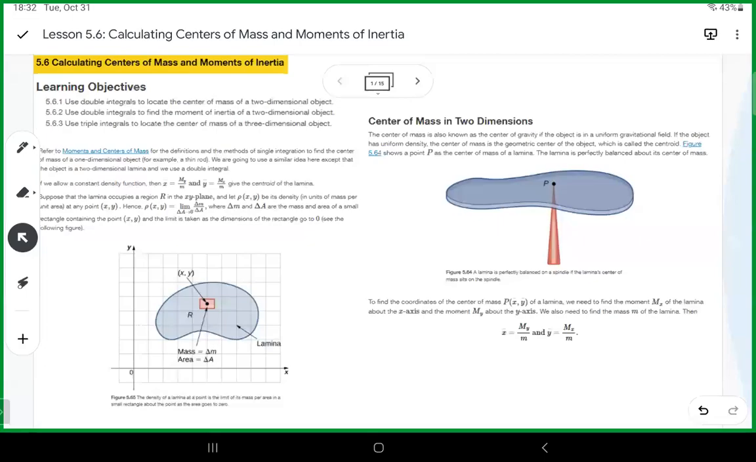Go ahead and jump in. We have an hour. Hopefully it won't take us the whole hour, but we're going to do 5.6, calculating centers of mass and moments of inertia. It's a little bit shorter than the last section was.